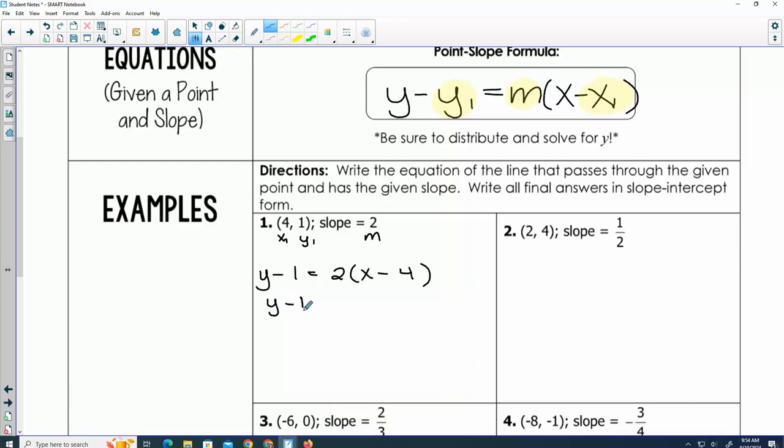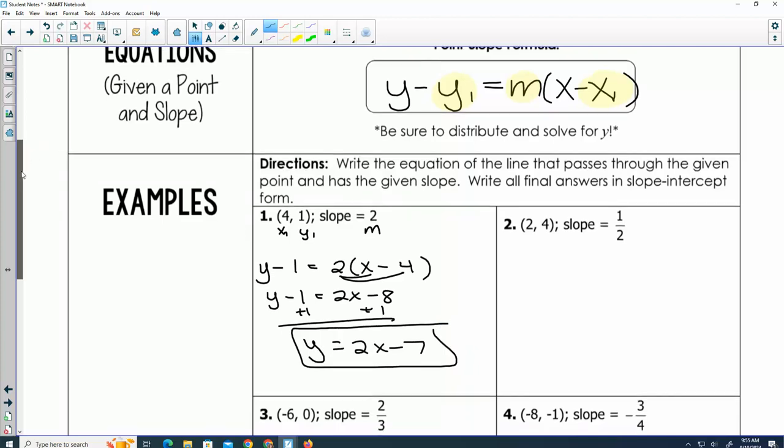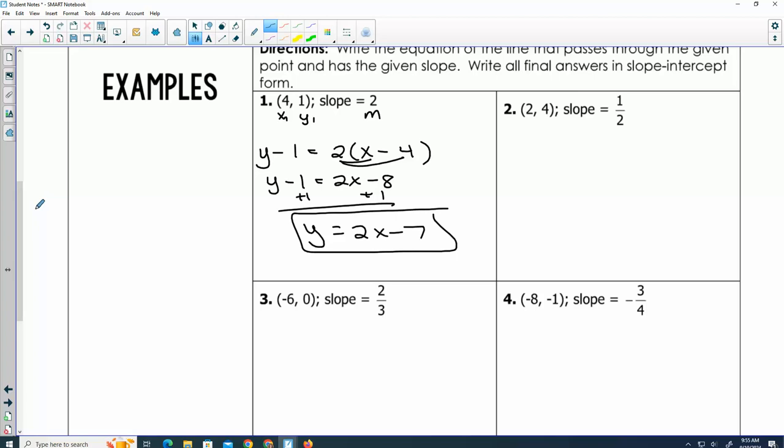Then if I want to clean this up, we distribute our 2, so that's a 2x minus 8. What would we have to do next? So y equals 2x minus 7. And that is my final equation. So we're trying to get the y equals mx plus b. You do have to know that formula, the y minus y1 equals m, x minus x1, because I'm not giving it to you, and you need it to write those equations.